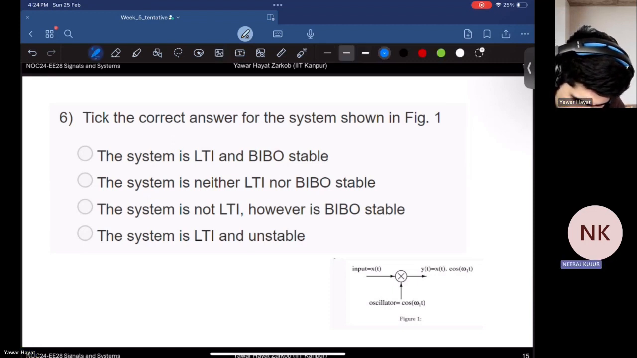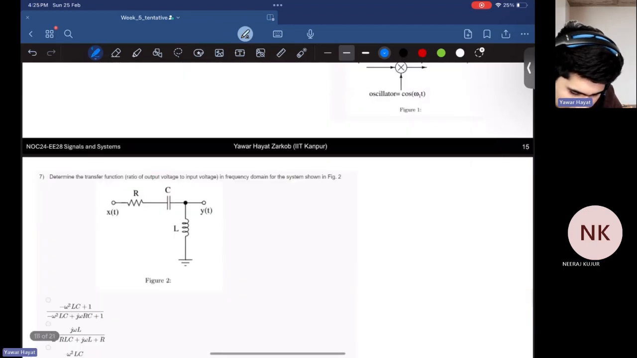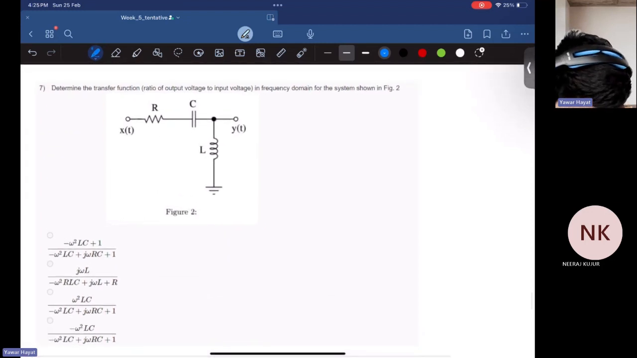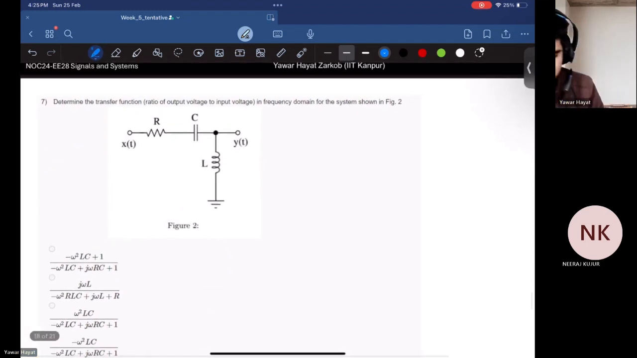So third, sir. The system is third, not one, LTI, however, it is BIBO stable. Stable, fine, correct. Now we'll determine the transfer function. I'm sure this one would also have been discussed, right? Since this was straightforward, that's why I did not cover it in the recap part of this session. So you need to compute the transfer function in the frequency domain of the system.